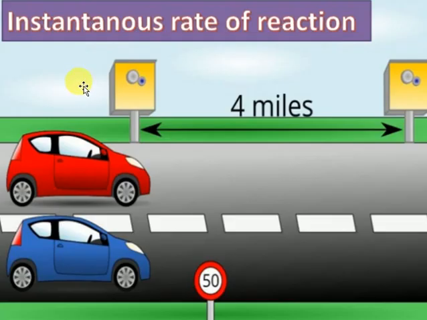Next is the instantaneous rate of chemical reaction. Instantaneous means at a fixed time: how much speed my vehicle is moving at that point. That's called instantaneous. Look at it, consider my vehicle at this point, how much speed it is moving. So it's called instantaneous, at a fixed time only.